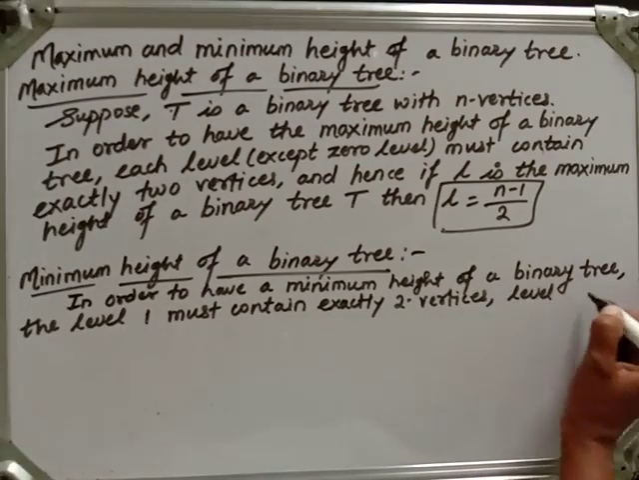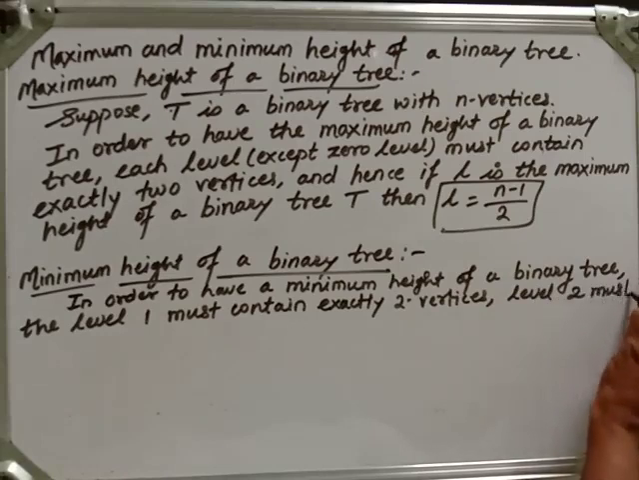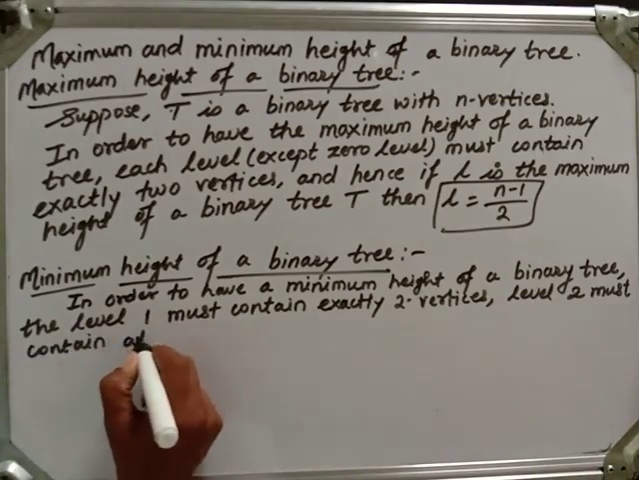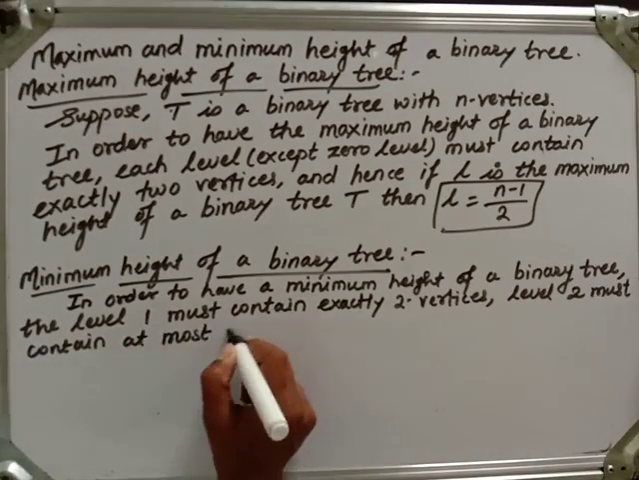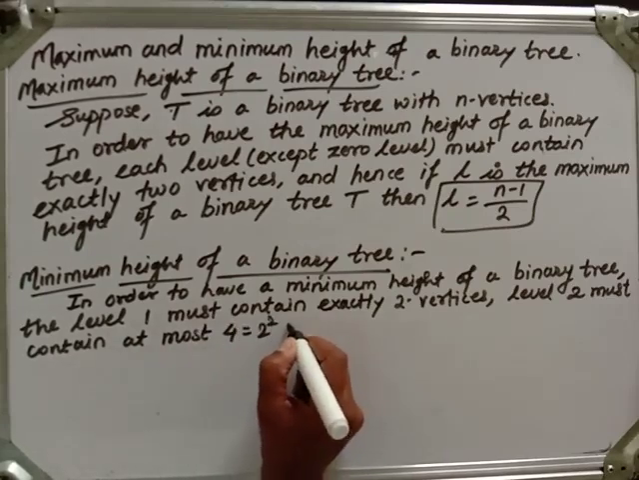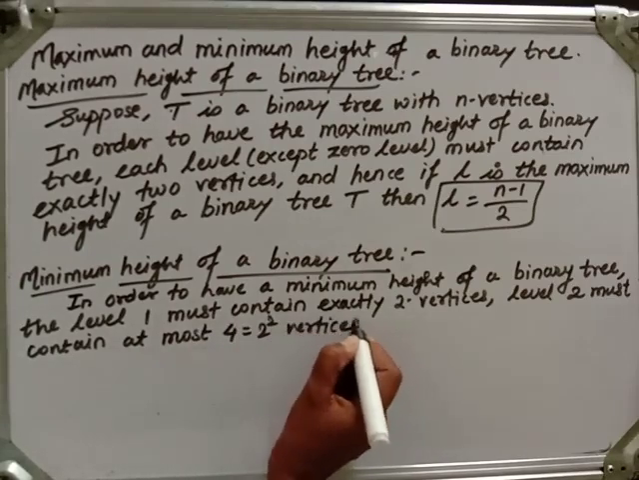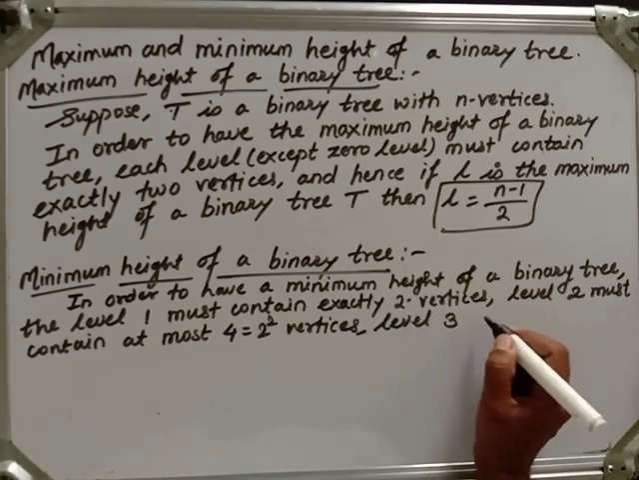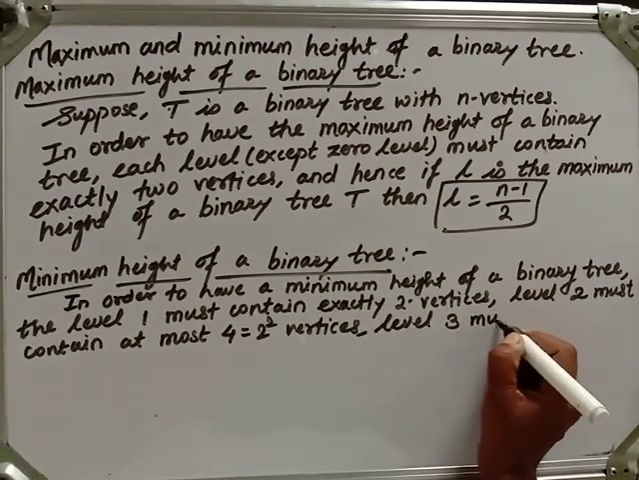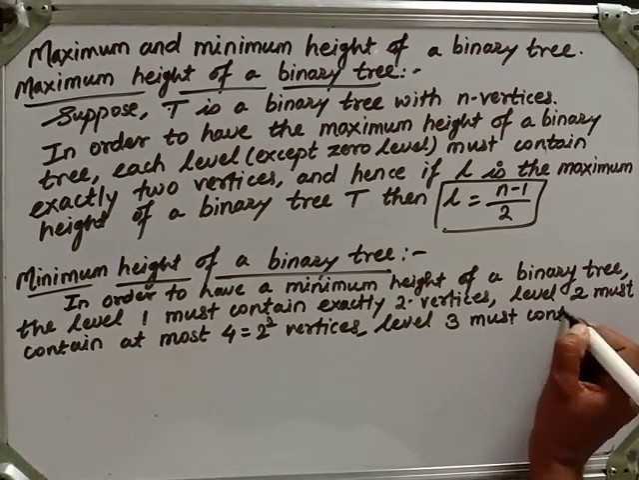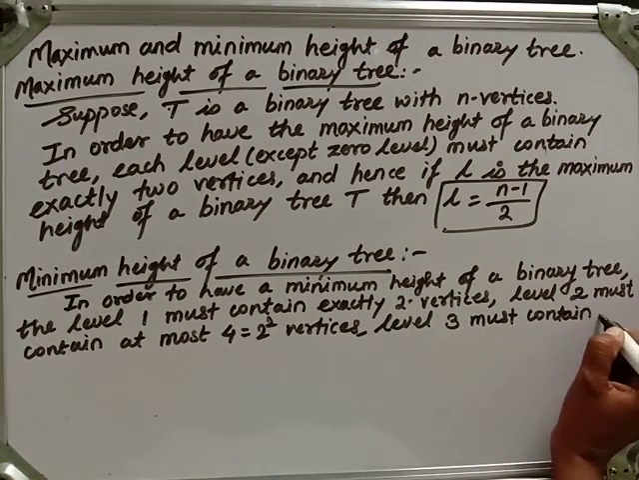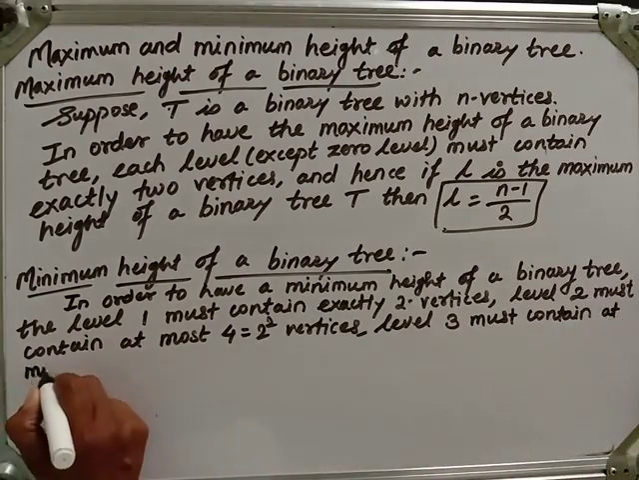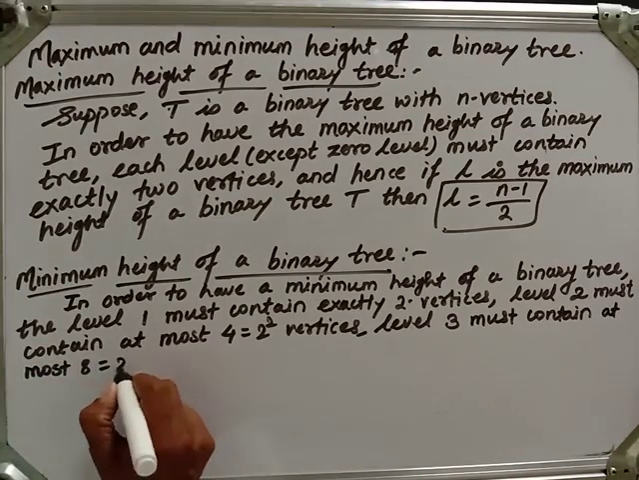Level 2 must contain at most 4, that is 2 square vertices. Then level 3 must contain at most 8, means what? 2 cube vertices.